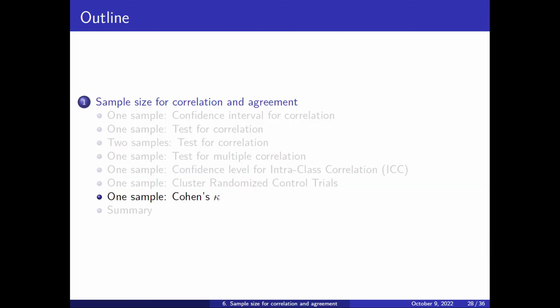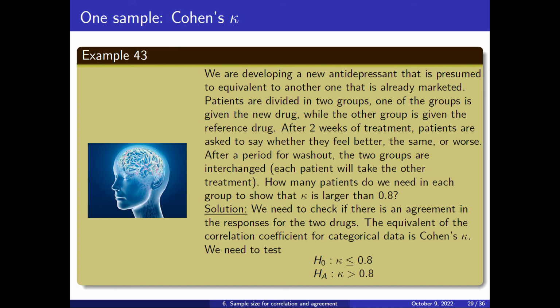And last we will analyze this Cohen's kappa. So Cohen's kappa is a way of measuring the correlation between two variables x and y when they take discrete values. And these discrete values are ordinal. So for instance, let's say that we are developing a new antidepressant that is presumed to be equivalent to another one that is already marketed, and then patients are divided in 2 groups. One of the groups will receive the new drug, while the other group will be given the reference drug.